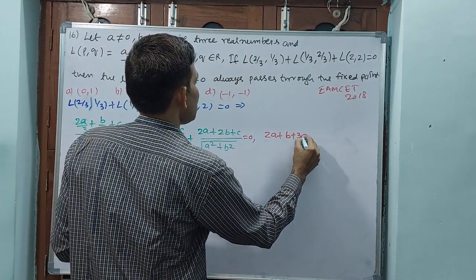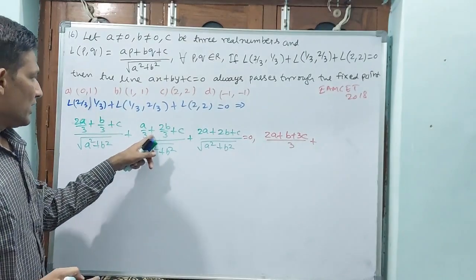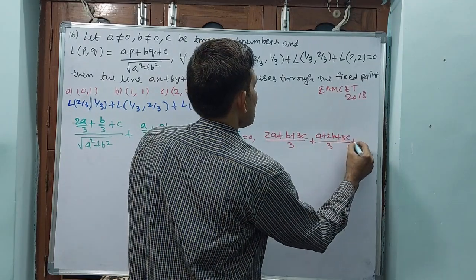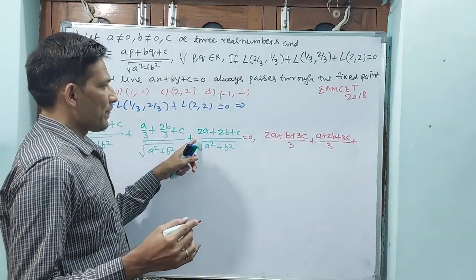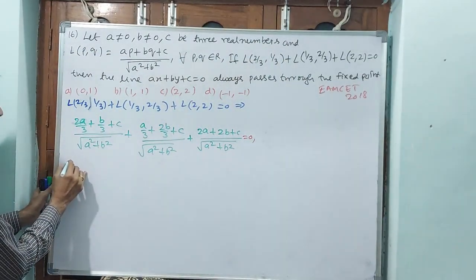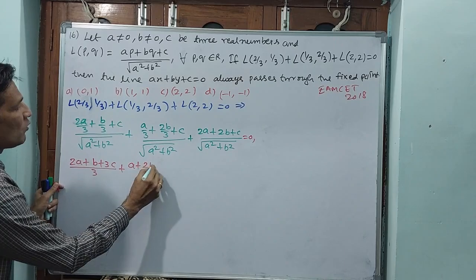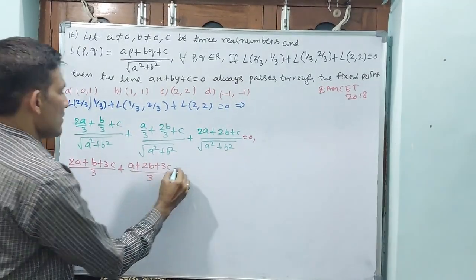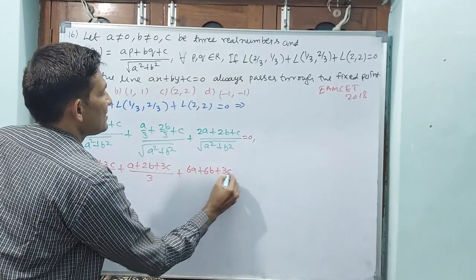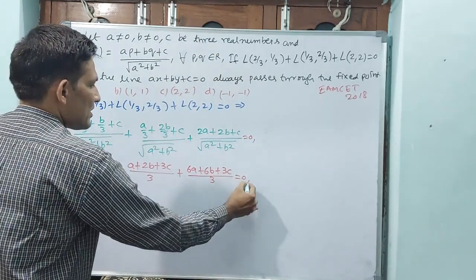Then you see what I am writing: (2a + b + 3c)/3 plus (a + 2b + 3c)/3 plus, see, I will write here because the space is not enough. Now multiplying (2a + 2b + c) by 3: (6a + 6b + 3c)/3 equals 0. Take an LCM and multiply; the denominator I am not writing.